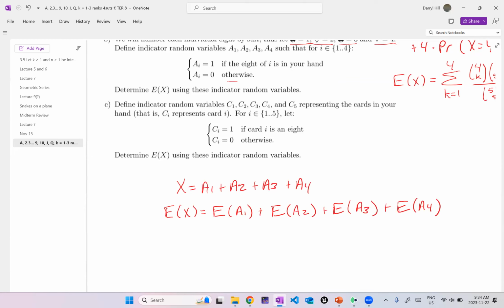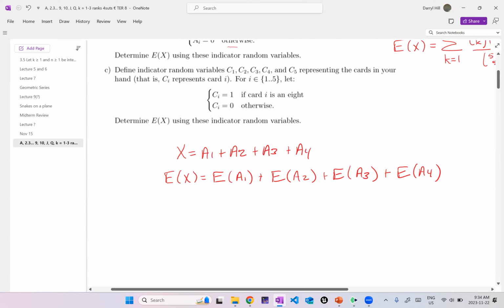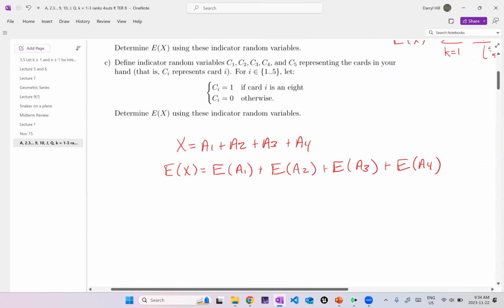Okay, so now these are symmetric, right? There's really no difference between the 8 of hearts and the 8 of spades in terms of its probability of being in my hand. It's exactly the same. So I can determine an individual probability. So let's say, doesn't matter, I'll say AI. This is an indicator random variable.